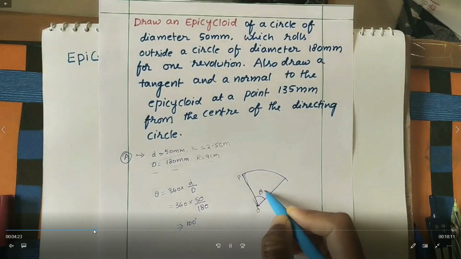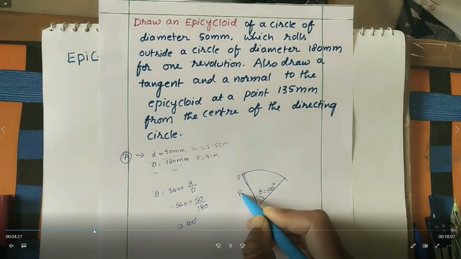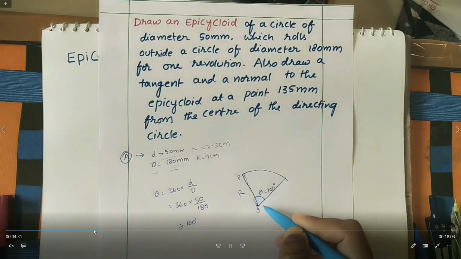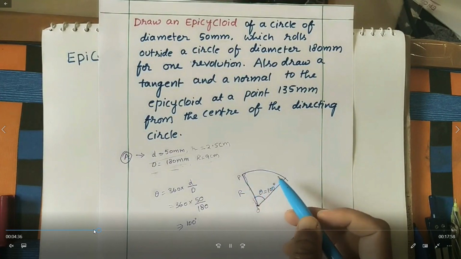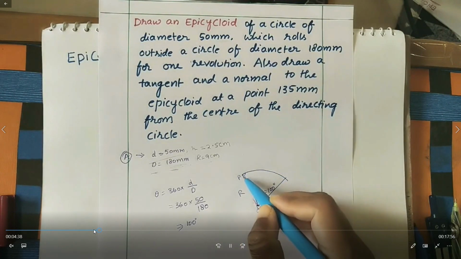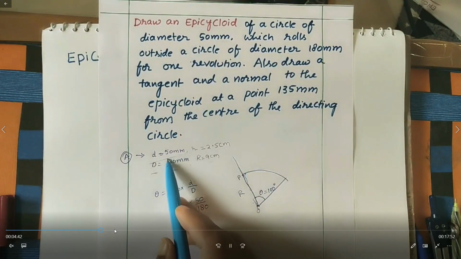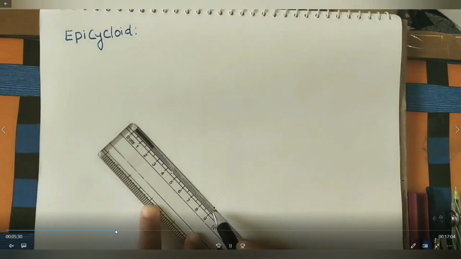We need to find the angle. One formula is there for the epi-cycloid: angle theta is equal to 360 times small d divided by capital D. 360 times 50 mm diameter over 180 mm diameter. So how much is that in degrees? So 100 degrees is the angle. Okay, that is the angle. Remember the angle 100.